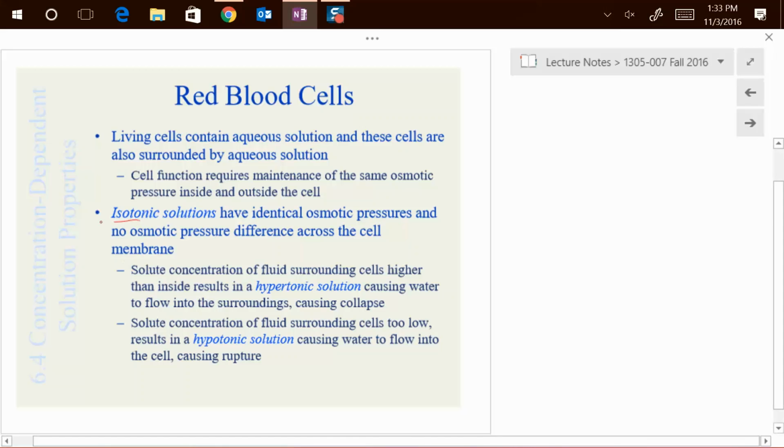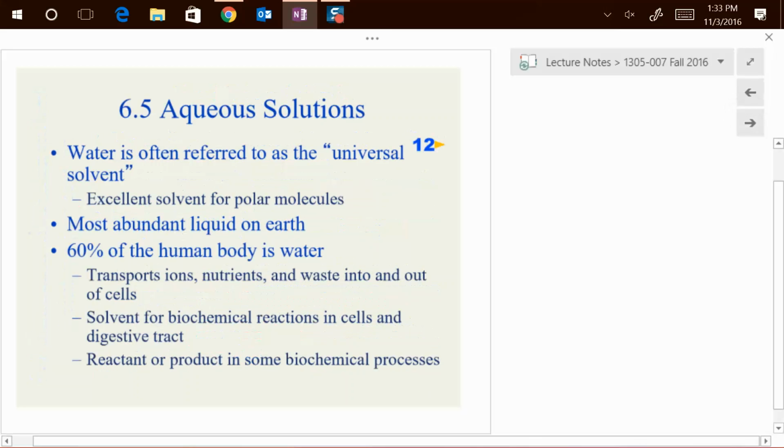So you can have isotonic solutions, which means the same salt inside and outside. You can have hypertonic solutions. Hypertonic means that there's a lot of salt in the solution. It's hyper salty. Okay? Hypotonic means that it's a low salt solution. It's a lower salt solution than the cell. Okay? So what happens?